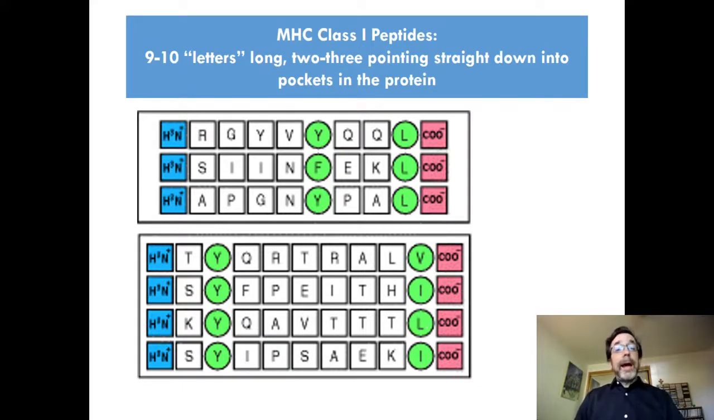But you can see that they have these patterns. Now the patterns for the non-anchor residues can be very different. You have a lot of different letters there. But the letters pointing down have to be the same. The other thing about these, they're all the same length, or very similar, 9 to 10 letters long.